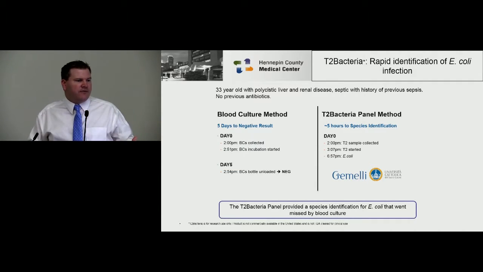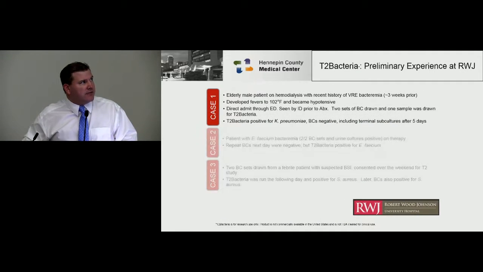And these are the types of stories and cases that we look forward to with increased recognition that our diagnostic tools can identify signals that we've been unable to recognize before.